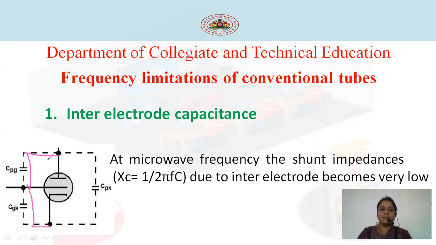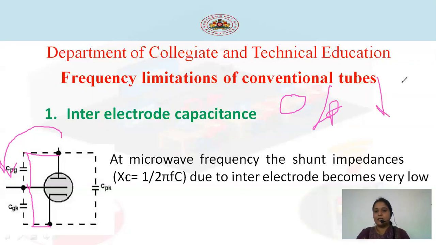Now what will happen when this is shorted? Part of the output we are again taking back to the input. Therefore, it will be like negative feedback again here. Part of the output again we are feeding to the input. Therefore, ultimately, what will happen to the output? The output will reduce. Therefore, the performance of the device is reduced.